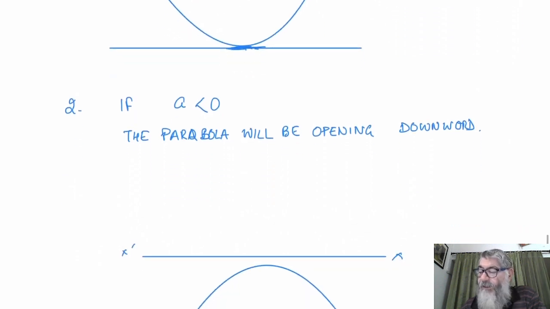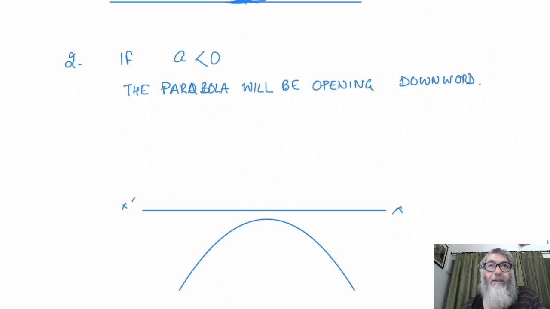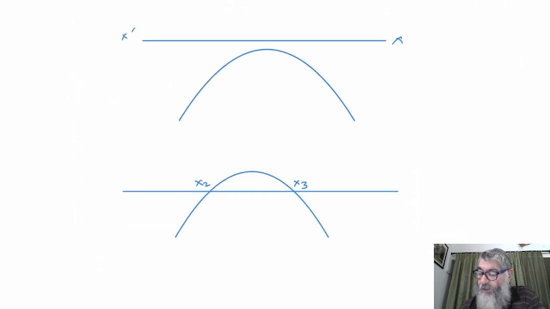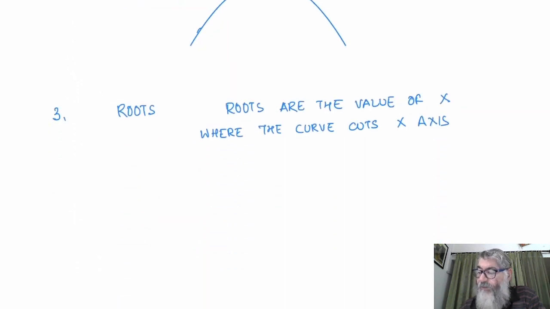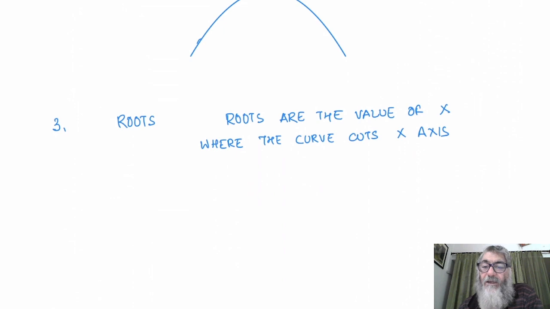And in the third case, you're seeing it is touching at one place. That means it has the same roots. Wherever it is touching, the roots are the same at that place. So how do we calculate roots?